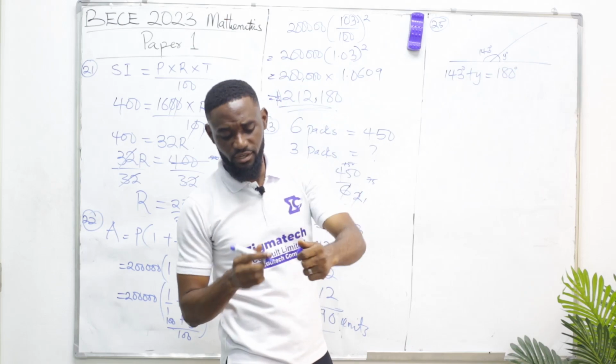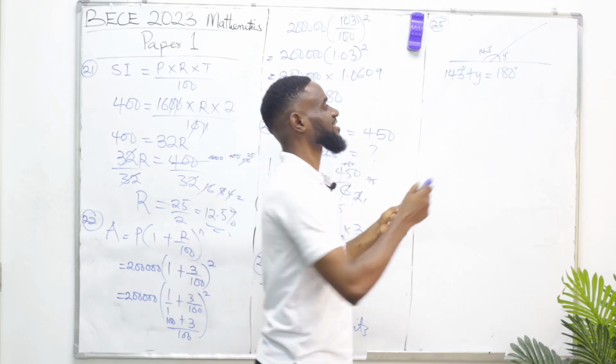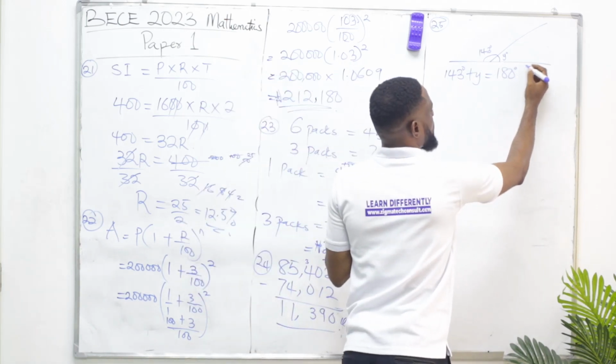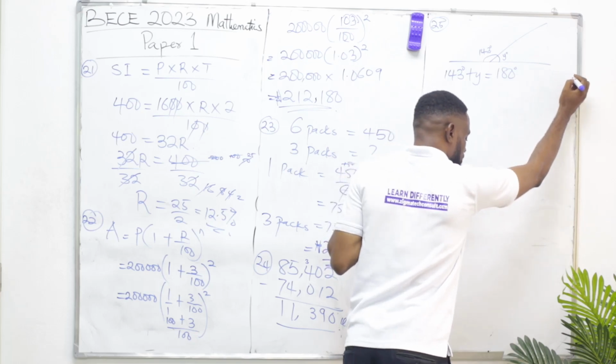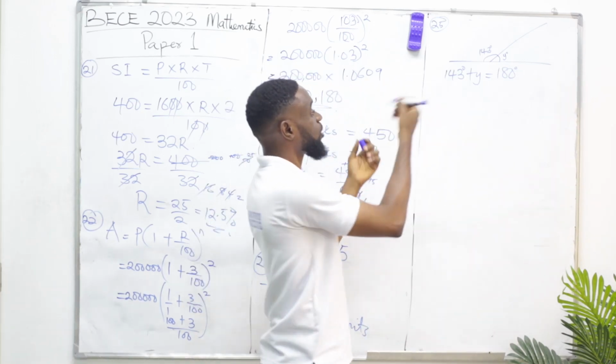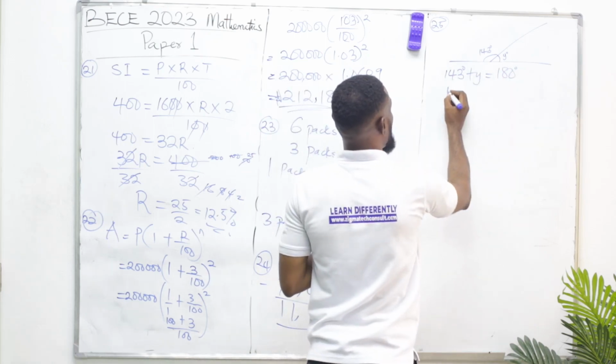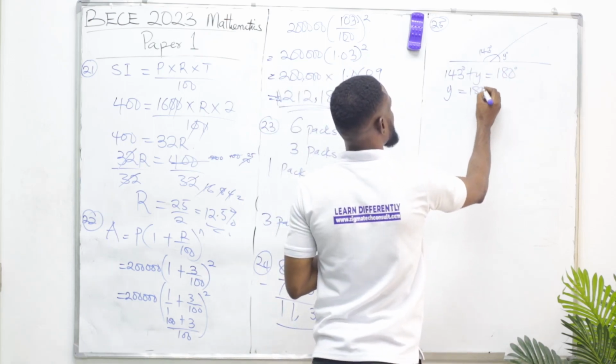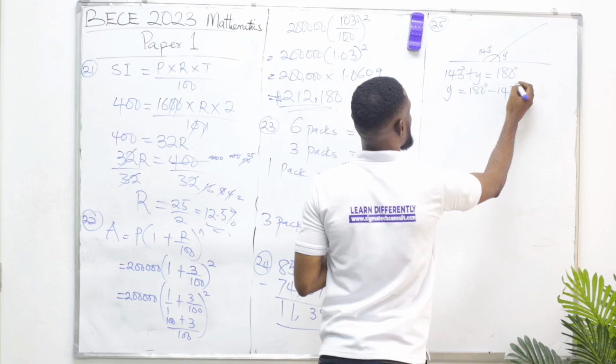If this was to be a theory question, you must write the reason. Put a bracket, sum of angles on a straight line. That is how it's done, okay? So what do we do? Collect like terms. So y is equal to 180 degrees minus 143 degrees.